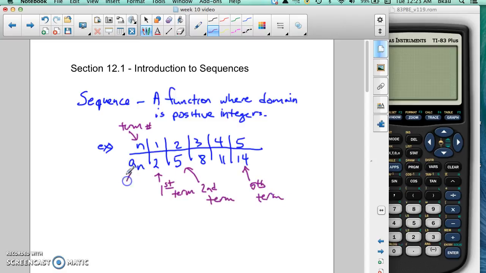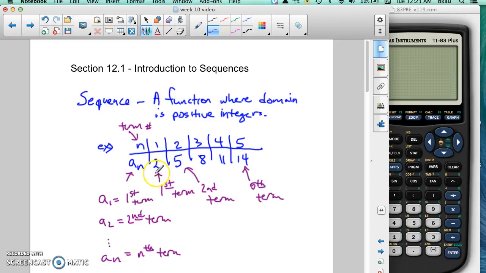A sub n is the notation that we use for the term values. So if we say a sub 1, that is going to be the first term. So a sub 1 represents the first term, a sub 2 represents the second term, a sub n represents the nth term. So it's a formula that we use for the nth term of the sequence.